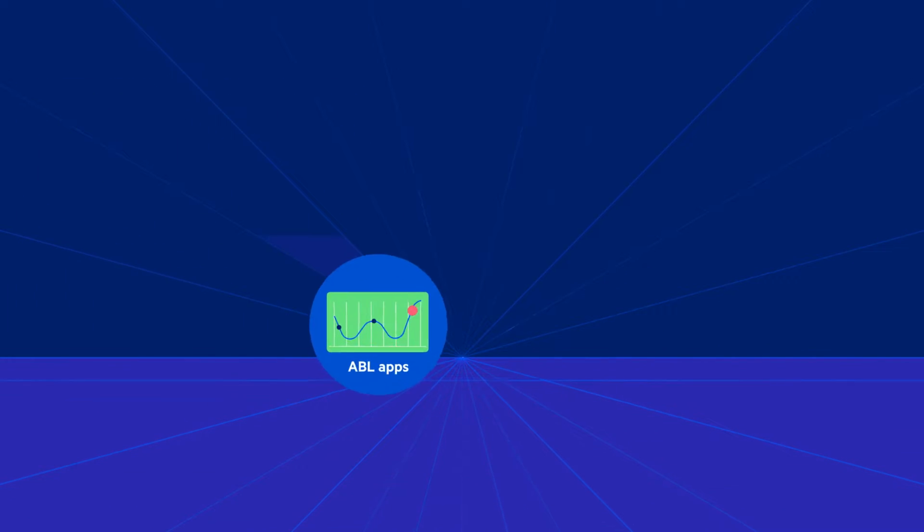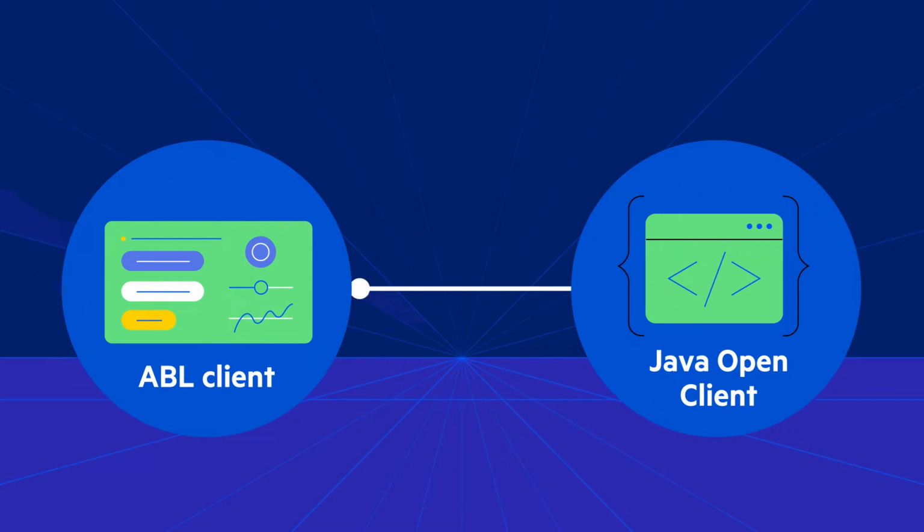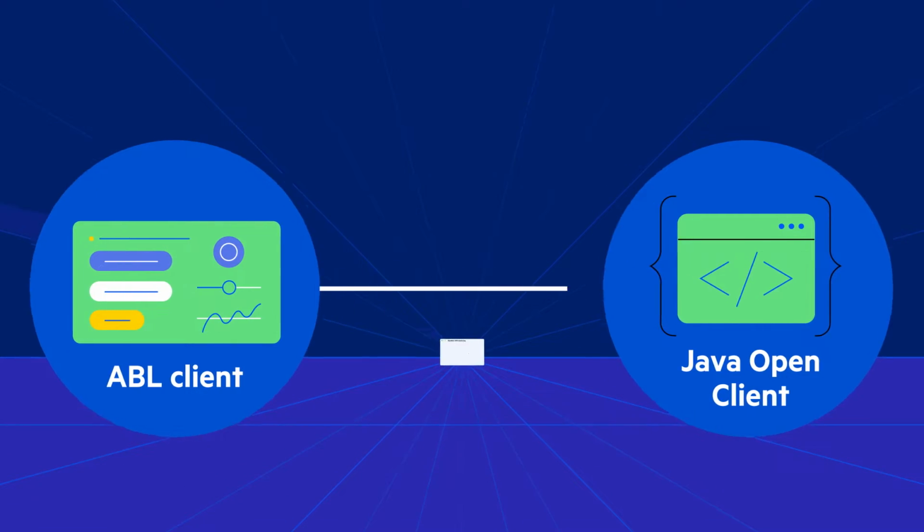OpenEdge now supports the auto-tracing capability for ABL applications running on the PAS for OpenEdge server. This helps users trace requests sent by an ABL client or Java Open Client, which uses the APSV transport.